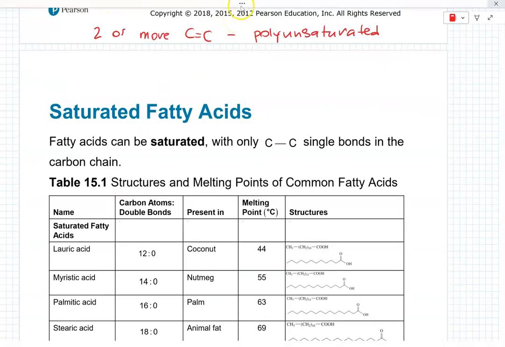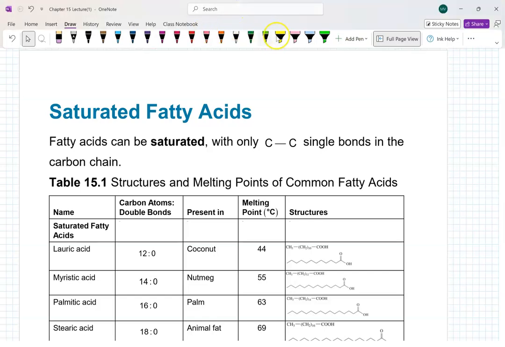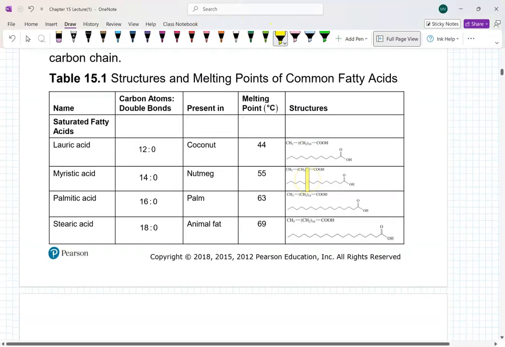Right. So these are just some examples of saturated fatty acids.